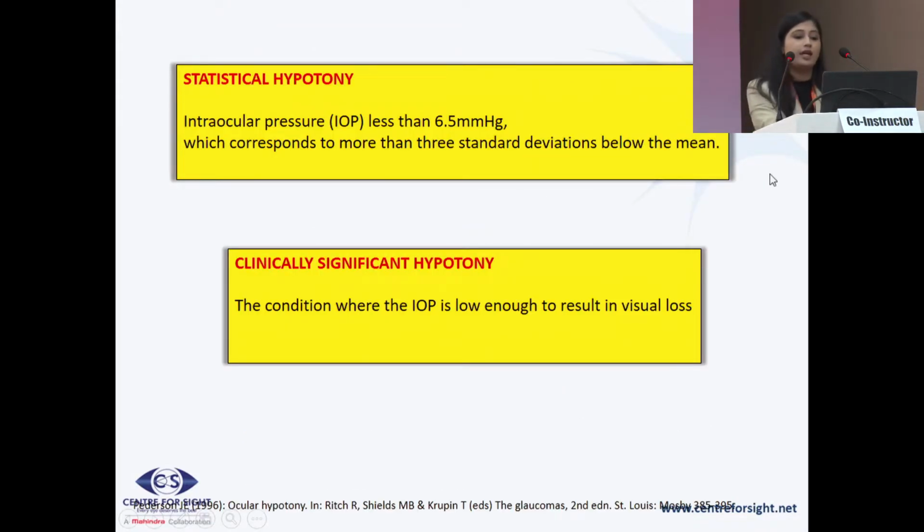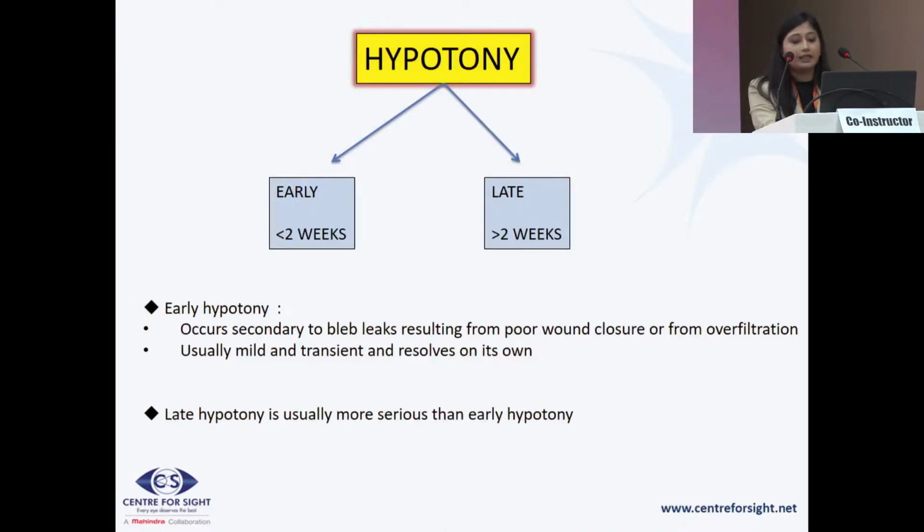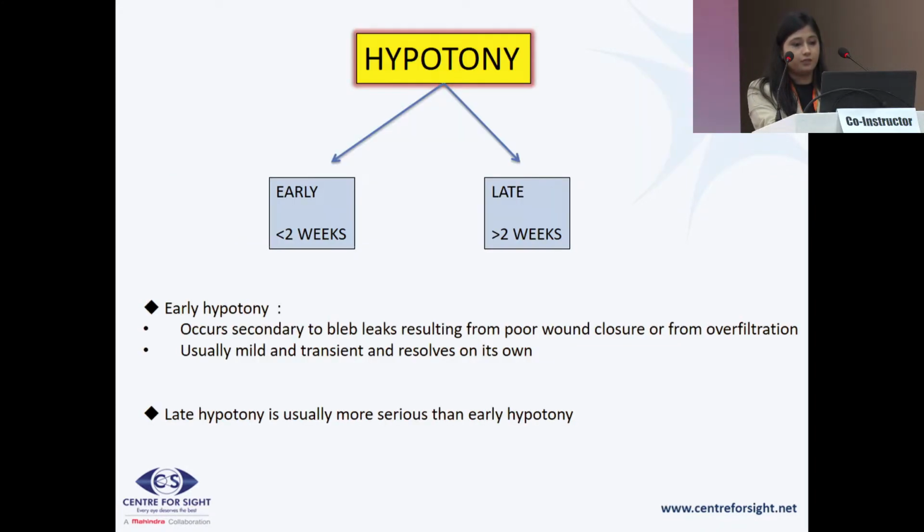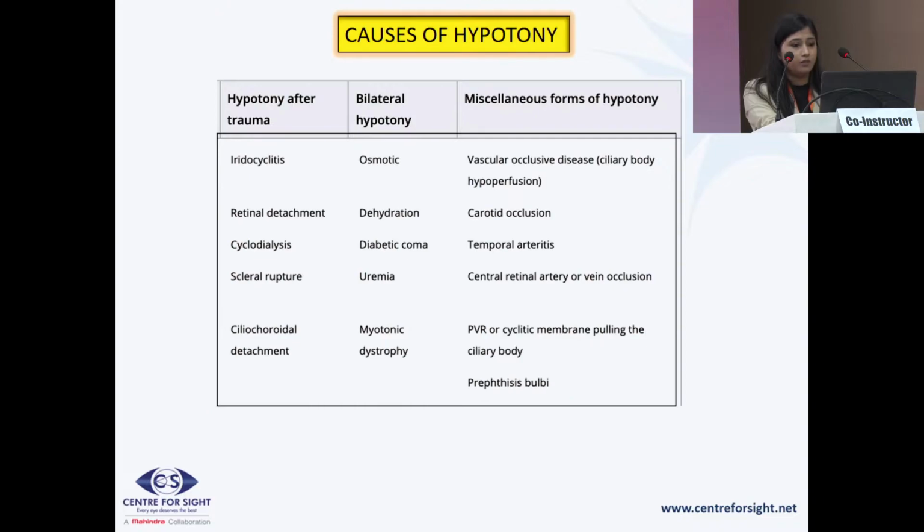Hypotony refers to an IOP of less than 6.5 mm Hg, but there's also something called clinically significant hypotony, which refers to the condition where the IOP is low enough to cause visual loss. Hypotony can occur usually in the early post-operative period within 2 weeks, or it can occur later as well. The early hypotony, however, is mild, transient, and responds very well to conservative measures, whereas it is the late hypotony that we need to be a little serious about.